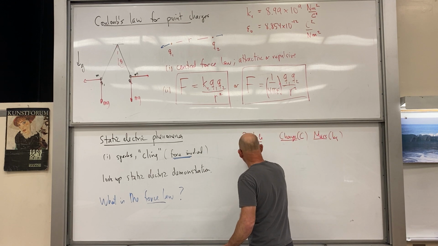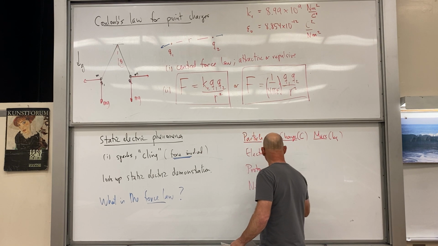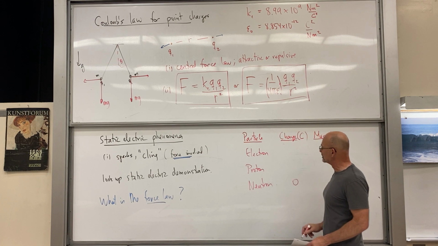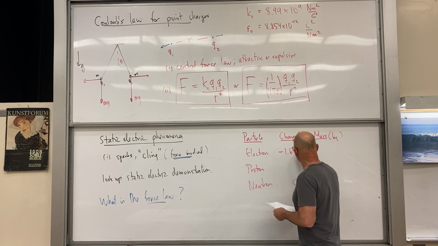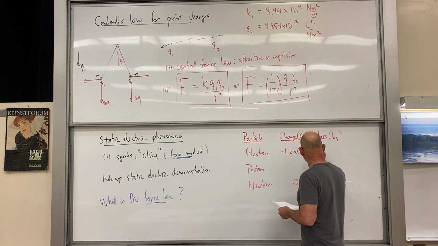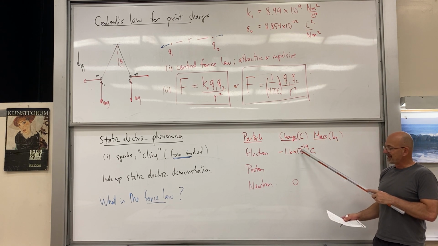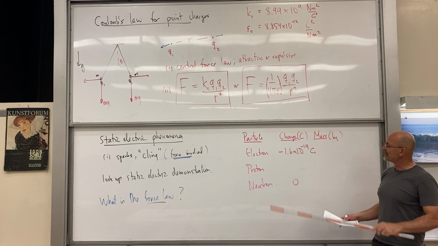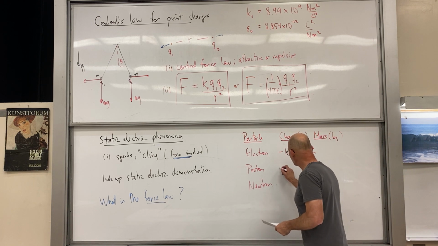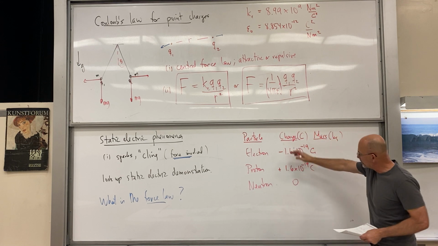We have electron, proton, neutron. So the neutron has no charge. The electron has negative 1.6 times 10 to the minus 19 Coulomb. You already realize these fundamental particles, it takes very, very many of them to make up a Coulomb. Okay, because you have 1.6 times 10 to the minus 19. Proton is positive, the same thing. Okay, like I said, the neutron 0.